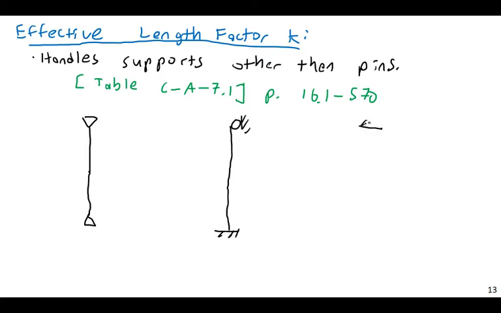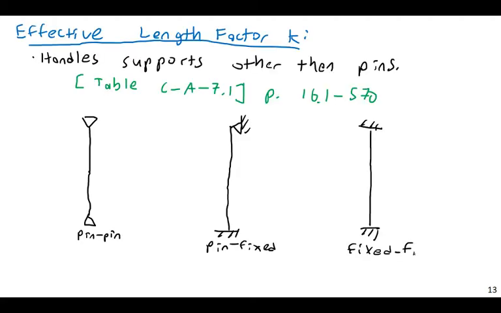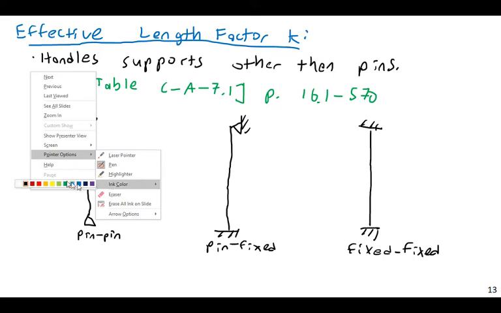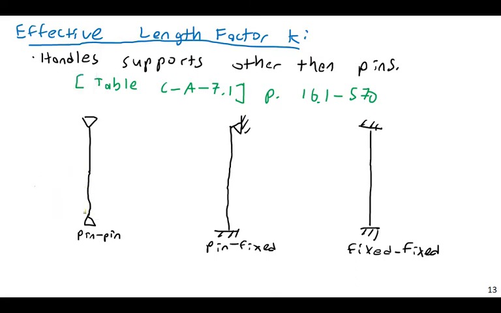So let's say we have a fixed and a pin. So this would be a pin fixed, and a fixed and fixed. Okay, here, if this thing is actually going to buckle, let's look at the actual buckling curves. This was a perfectly straight column as I, of course, drew it. If this is going to buckle, it's going to buckle kind of like this, just a nice, smooth, idealized buckling curve.